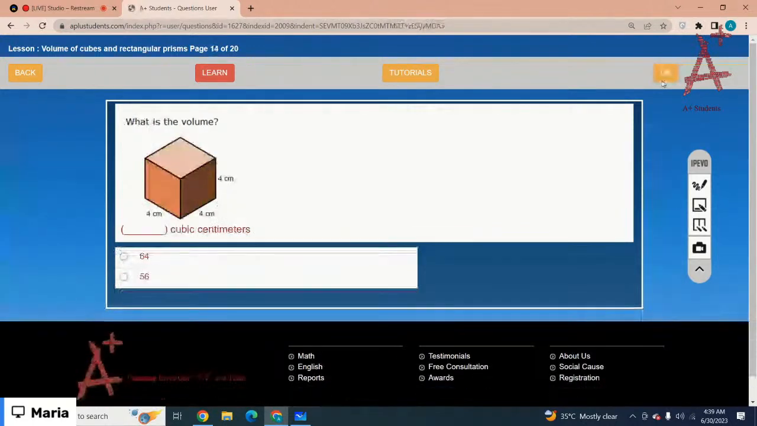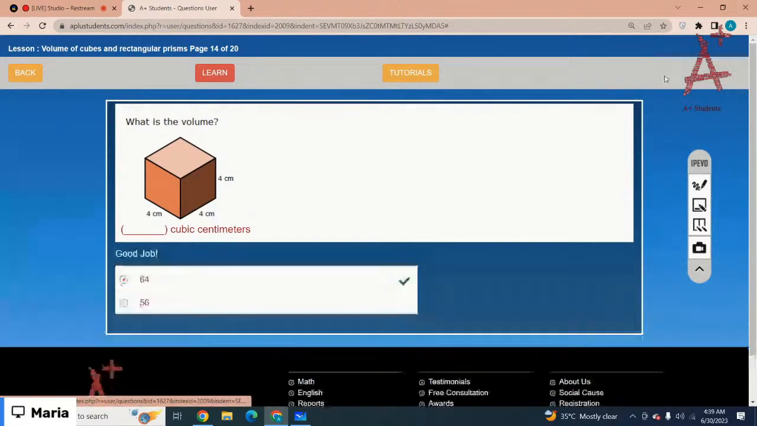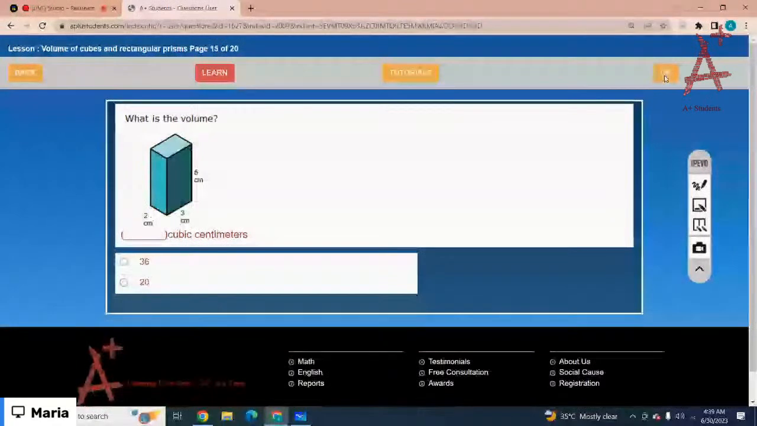Okay, what is the volume? That would be side times side times side. So it would be 4 times 4 is 16 and 16 times 4 is 64. What is the volume? That would be 36. The correct option is 36 cubic centimeters.